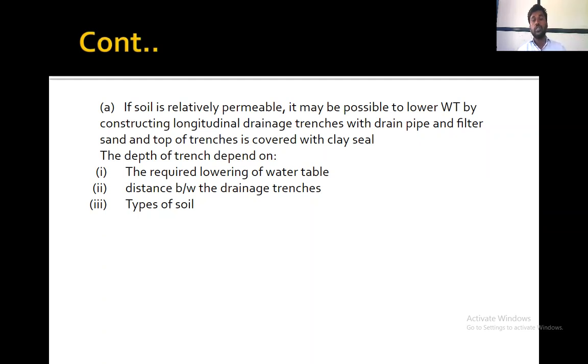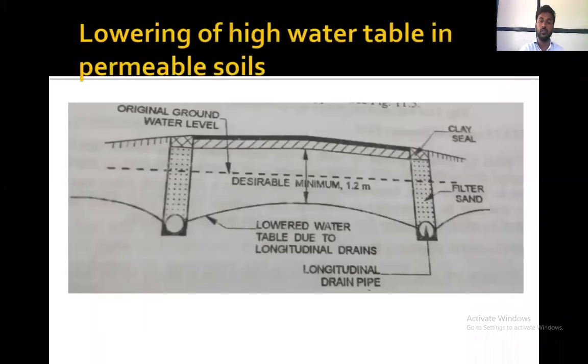The depth of the trench depends upon, at how much depth we should provide the trenches, it depends on the requirement of lowering the water table, how much lowering of the water table is required, what distance between the drainage trenches should be provided, and what is the type of the soil. Depending on these parameters, we will adopt the depth of trench. And how it is adopted, we can see here.